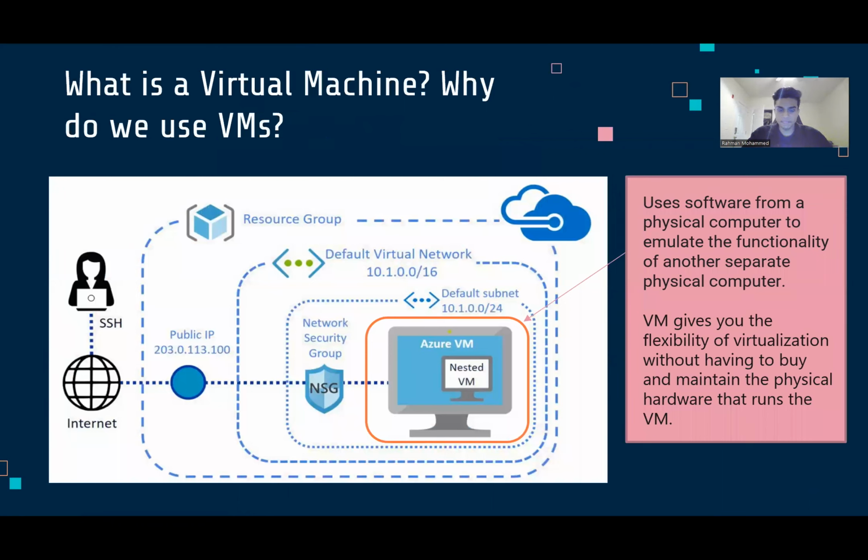Now to get started, we're going to talk about what is a virtual machine and why do we use VMs. As you see right here, this is a nested VM in Azure VM, but it's basically the software that allows you to use software that's similar to another computer, but on a separate device. So it's going to be hosted on a separate client. This allows for virtualization, so you don't have to maintain physical hardware.